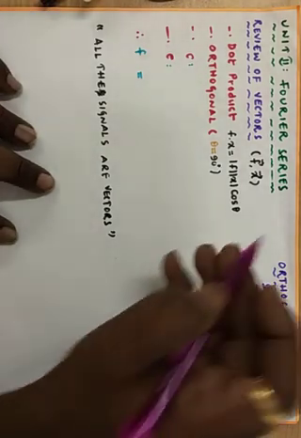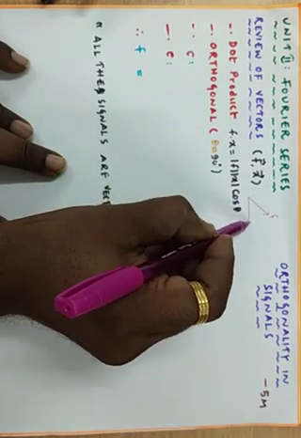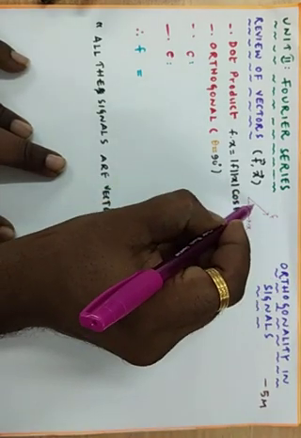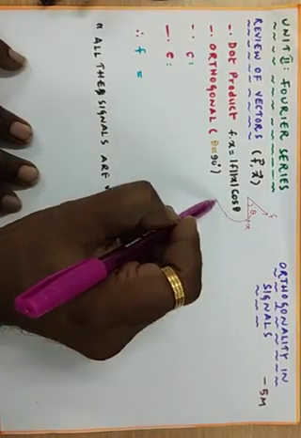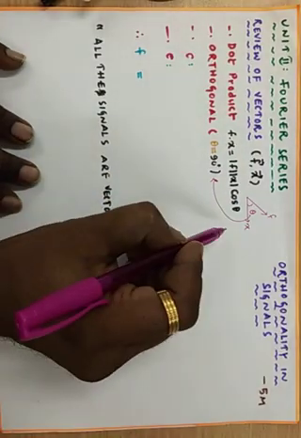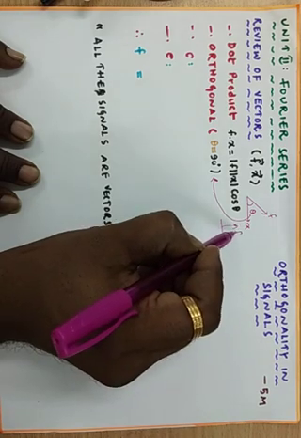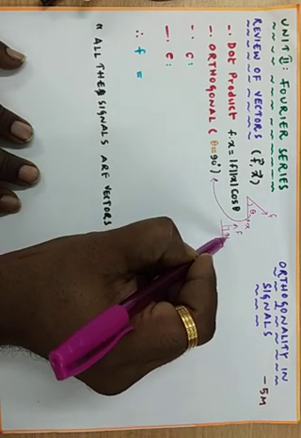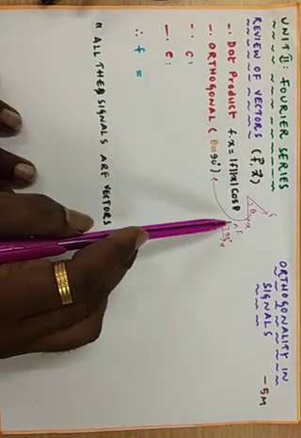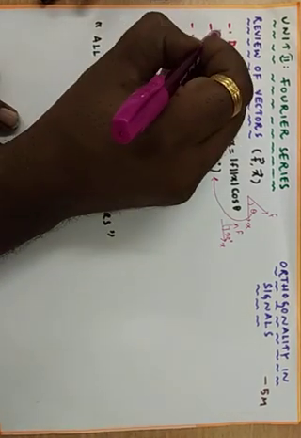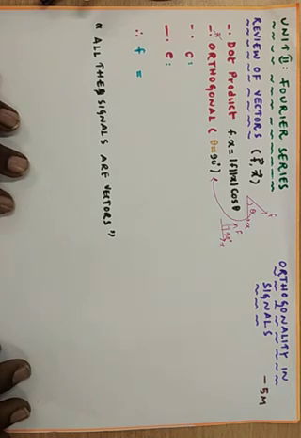For our convenience, assume that this is f and this is x. Now the angle between these two is equal to theta, and if this theta is equal to 90 degrees, then vector x is like this and vector f is like this. If the angle between the two vectors is equal to 90 degrees, then we can call them mutually orthogonal vectors.